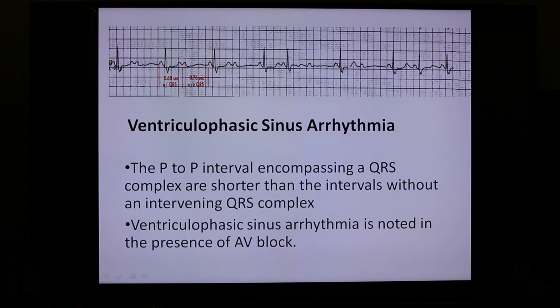In this strip, the rhythm is still sinus because there are upright P waves seen in lead 2. The atrial rate is about 88 beats per minute with second degree AV block type 2, or Mobitz 2, manifesting as 2 to 1 and 3 to 2 AV conduction. The P to P interval encompassing a QRS is shorter compared to that without an intervening QRS, which is 0.68 second versus 0.76 second.